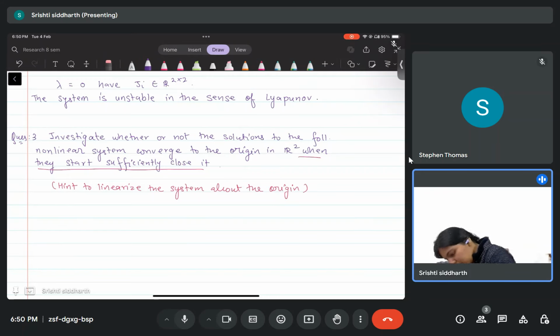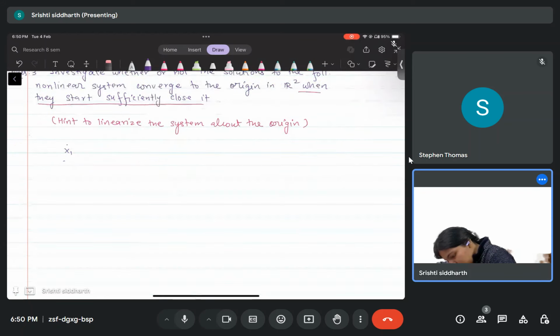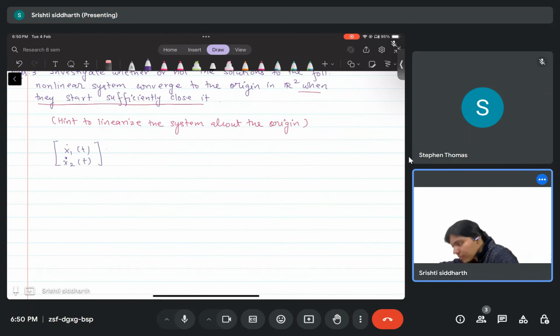So I'm going to write down the system. So x1 dot and x2 dot. This is minus x1 plus x1 squared. So we can see that it's a nonlinear system. Plus x2 squared, and then minus x2, and then we have a sine function. So again nonlinear.